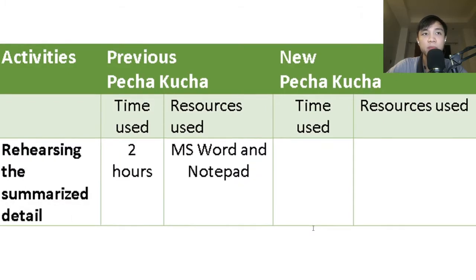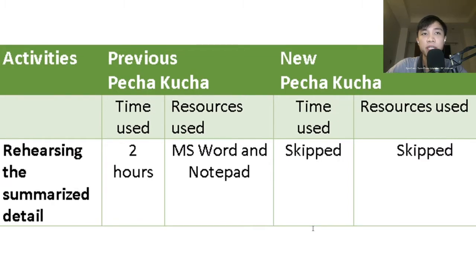reduce the step into only 10 to 11 hours. The second step of my previous Pechakucha was to rehearse the summarized details for 1 to 2 hours. I made sure that every detail can be explained for 20 seconds, using a stopwatch or timer as a guide. However, in the new Pechakucha, I skipped this step since there is no need to rehearse the summarized details. The summarized details were also written in Notepad or MS Word and used as an explanation guide.